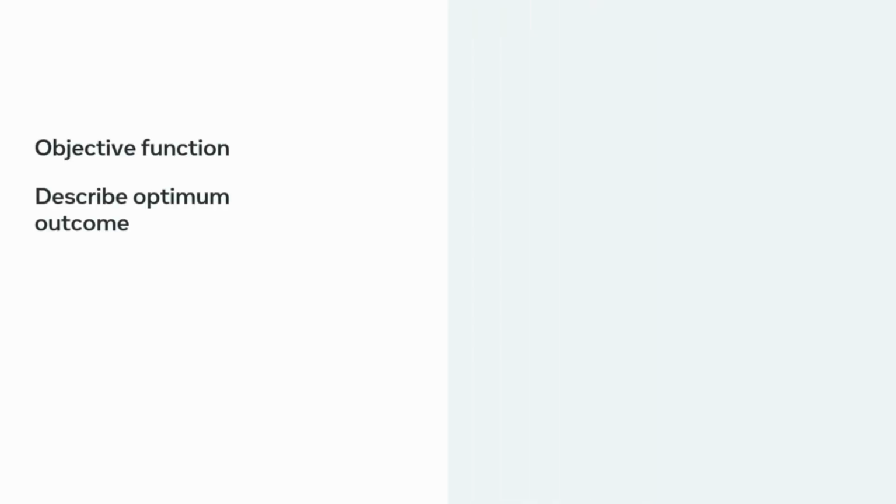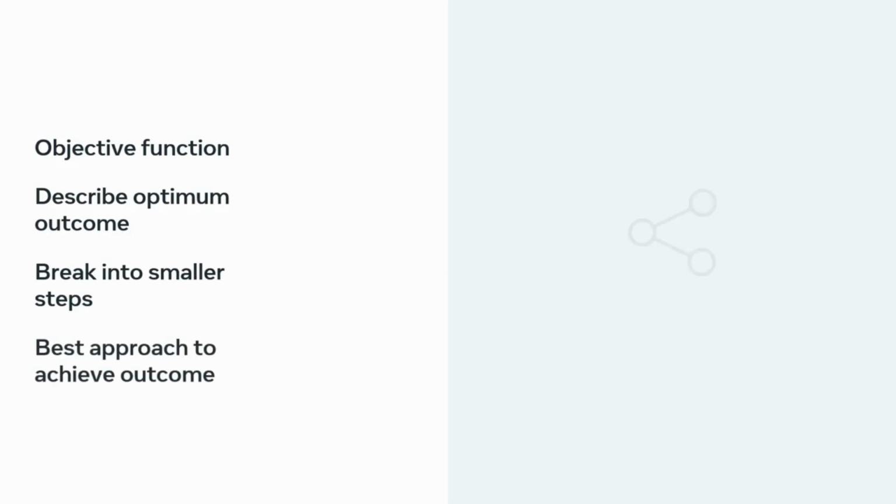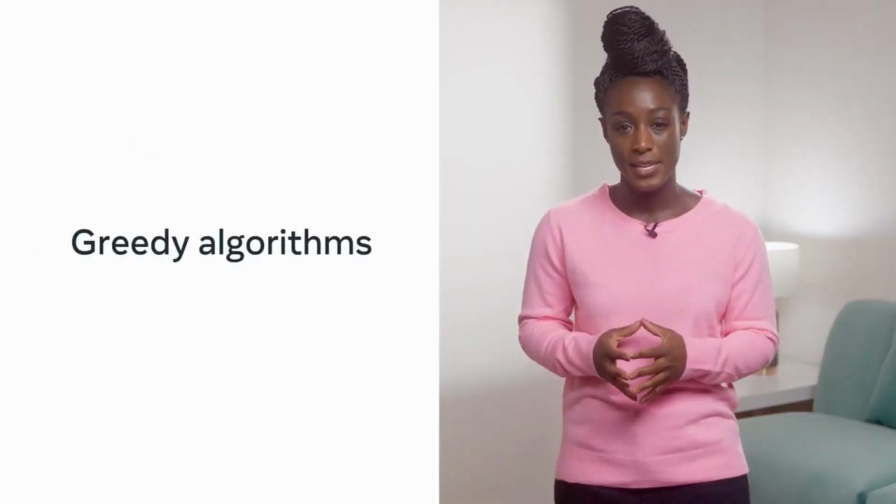You were then introduced to dynamic programming, which is a programming paradigm that promotes solving problems by breaking them into smaller problems. And you examined the process involved to compute a dynamic programming solution. Essentially, this can be outlined as first determining the objective function, that is the description of what the optimum outcome is to be. Next, breaking the problem into smaller steps and then deciding which approach you would like to apply to achieve your desired outcome. Finally, you learned about greedy algorithms.